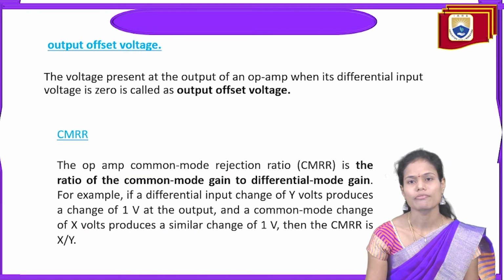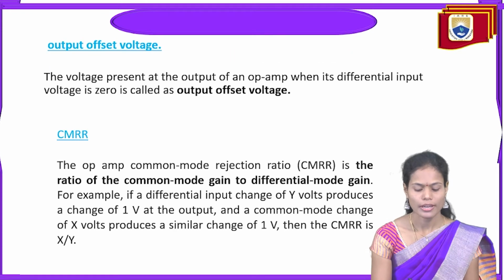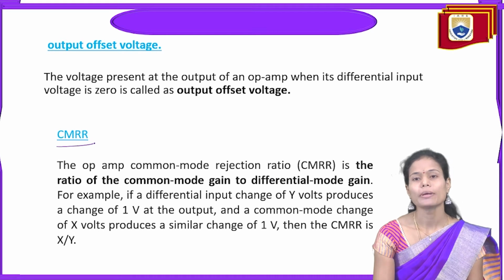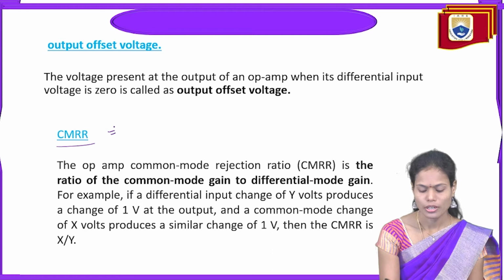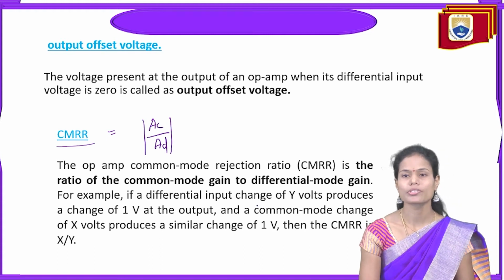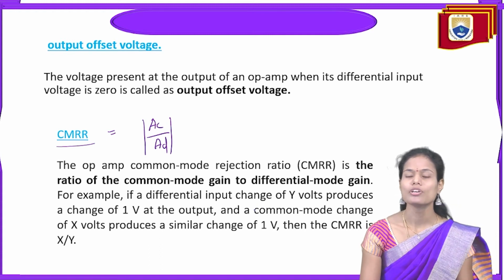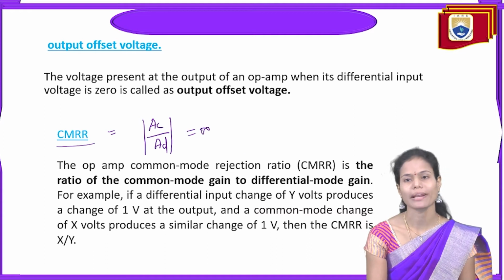And next, output offset voltage. The voltage present at the output of the op-amp when its differential input voltage is 0 is called the output offset voltage. And next one is CMRR. Common mode rejection ratio is the ratio of common mode gain to the differential mode gain. That gives the common mode rejection ratio of the operational amplifier. In the ideal operational amplifier this value is infinity, but in the practical case the value will be large.